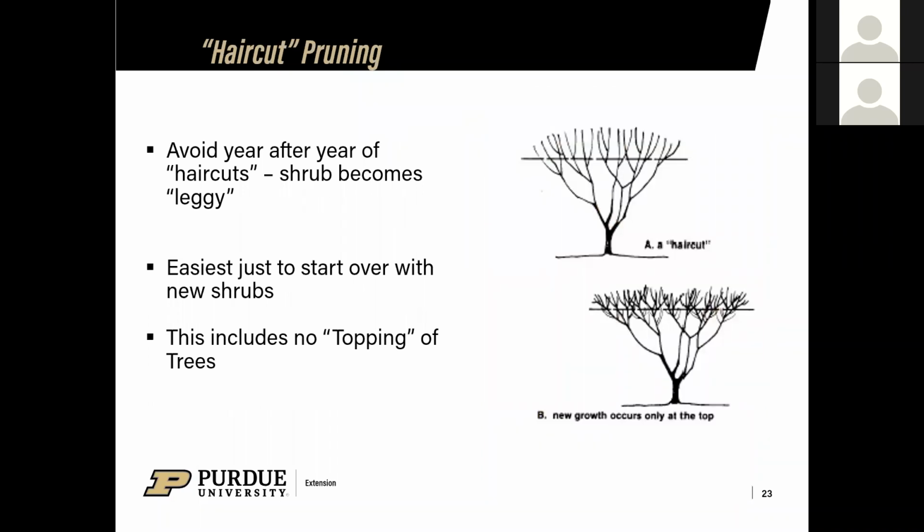Topping, bad haircut pruning, we just want to avoid. You end up with what I refer to as the flying hedge. You get growth up at the top and all these spindly legs. It just doesn't look well. So that's what we want to avoid, the haircut version. So going down and doing some pruning out of some of those branches on that diagram there, you'll avoid this haircut pruning job. So again, just avoid the topping of trees.